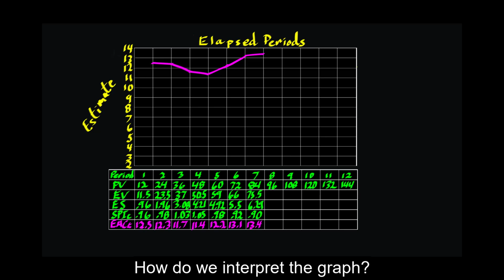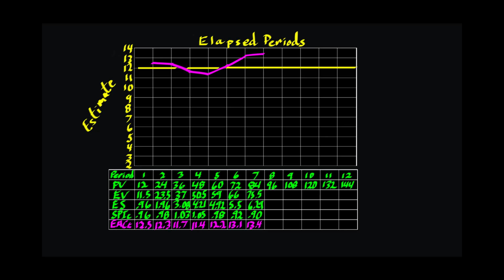How do we interpret the graph? Set a benchmark for comparison. Use the plan duration. It's a straight line at 12 periods.